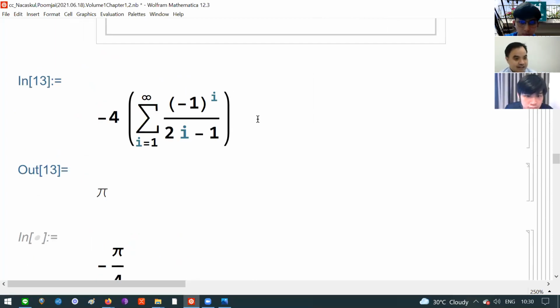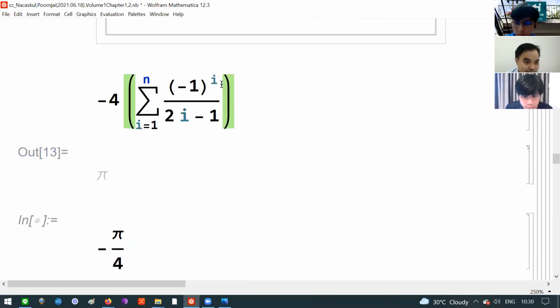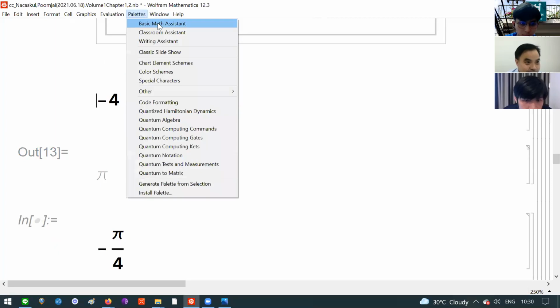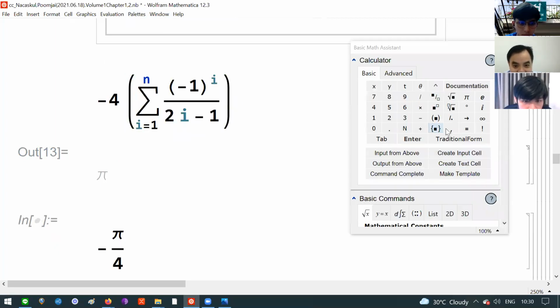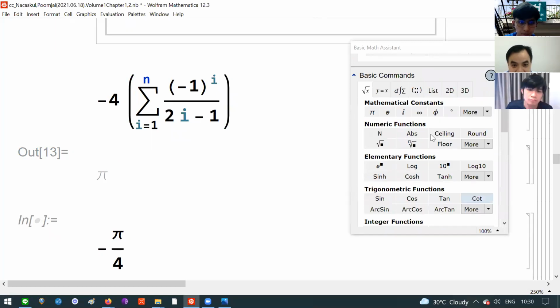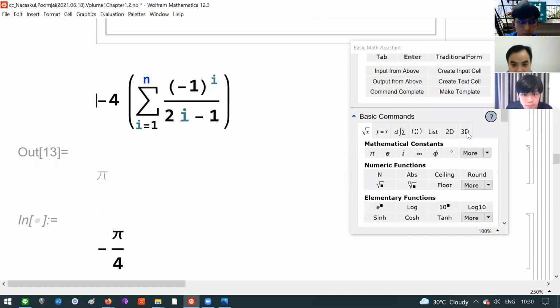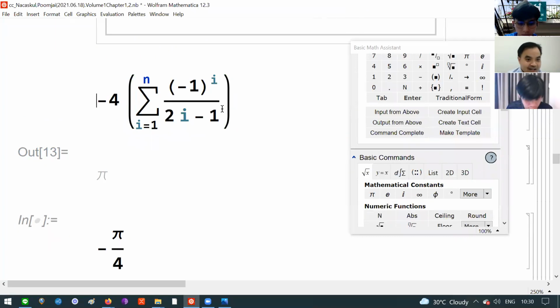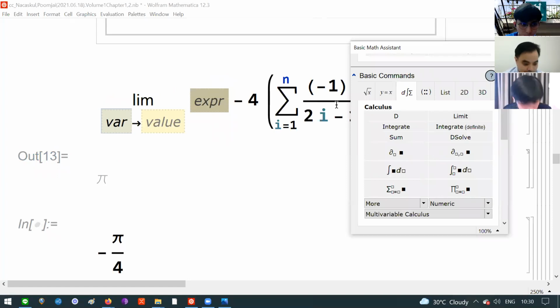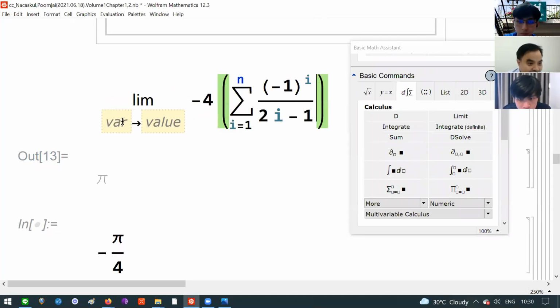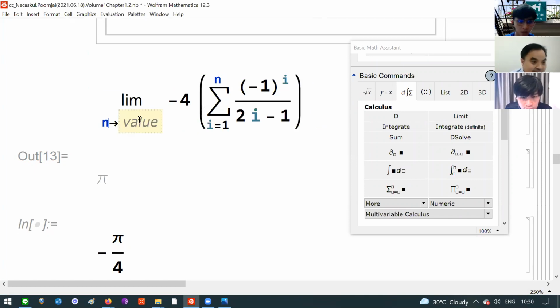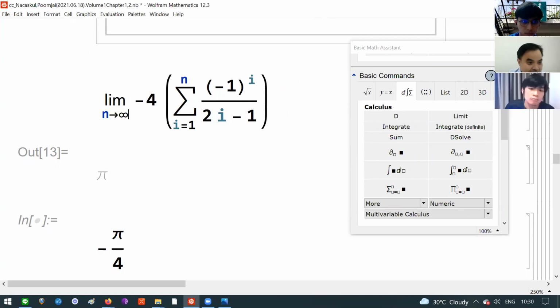Now, another way of saying this is to say this is the number of iterations, and let me use the notation of the limit. Where's the limit notation? Limit. Okay, limit of this of n as n goes to infinity. This is actually the expression.